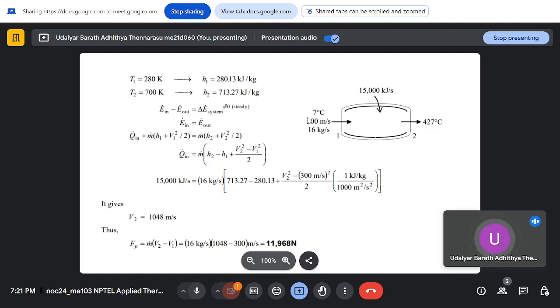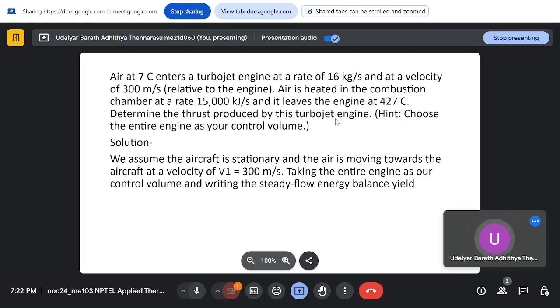So my inlet is coming at 7 degrees Celsius, 300 meters per second, and mass flow rate is 16 kg per second, and going out at a temperature of 427 degrees Celsius. My inlet heat is 15,000 kilojoule per second. So at T1, the inlet temperature, the enthalpy is 280.13 kilojoule per kg from the air standard table. And my enthalpy out is 713.27 kilojoule per kg. My pressures are the same, both inlet and outlet, assuming ambient pressure.